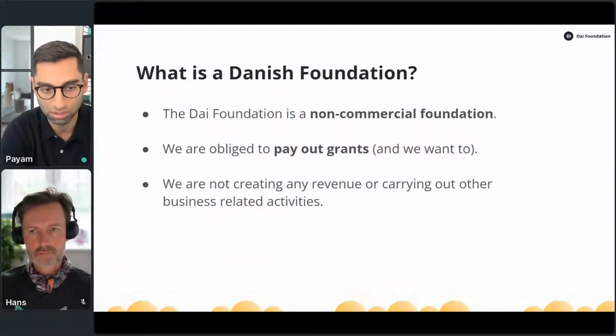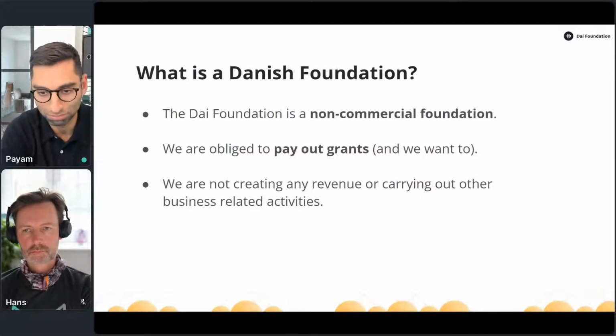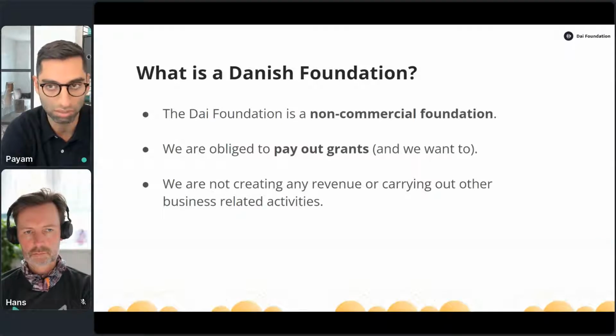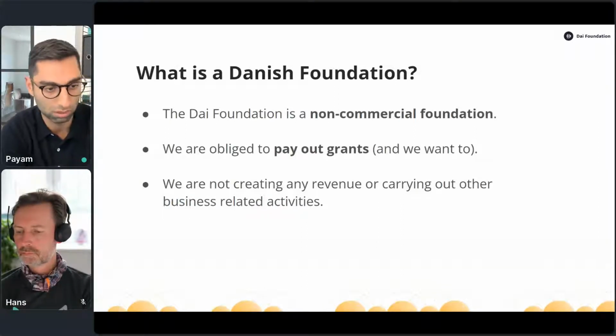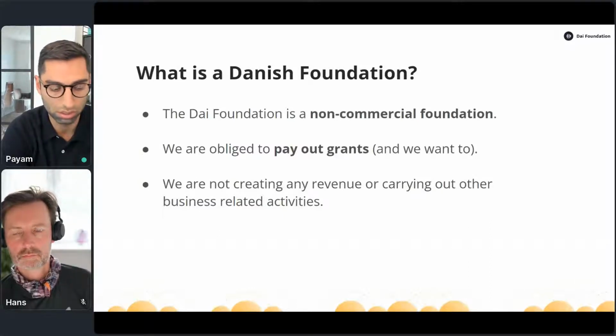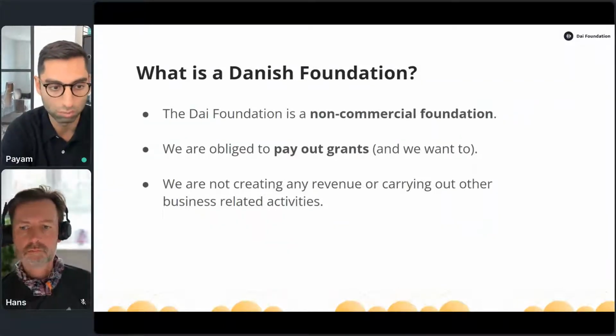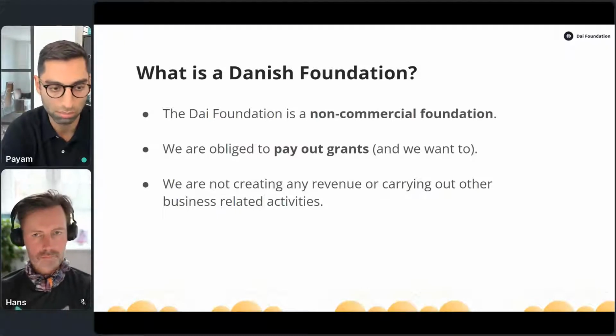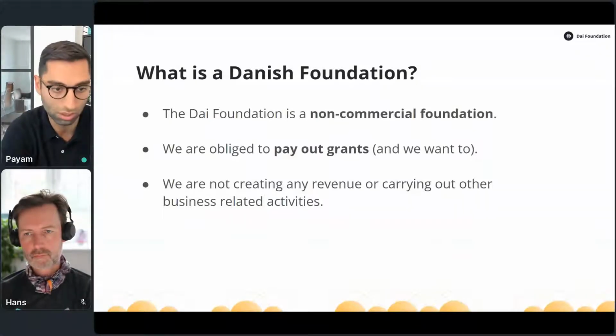And when I'm saying this, whoever is sitting out there considering creating a project, have an idea, whatever that could be, and seeks some financial support, feel free to reach out. We are here and we are obliged to pay out grants, and we actually do want to pay out grants. So feel free to just send us an email or shoot us a message on the forum.